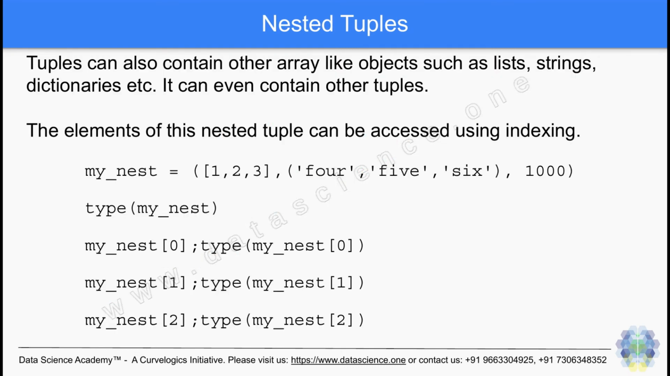Tuples can also contain other array-like objects such as lists, strings, dictionaries, etc. It can even contain other tuples. The elements of this nested tuple can be accessed using indexing. Note that we have used a semicolon to separate 2 commands here. This syntax lets us run multiple commands one after the other.